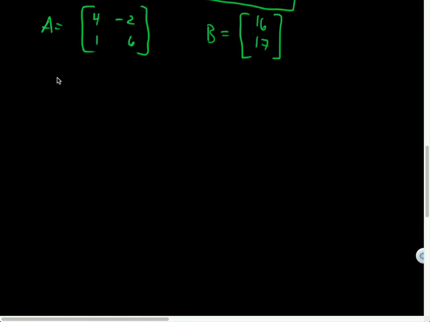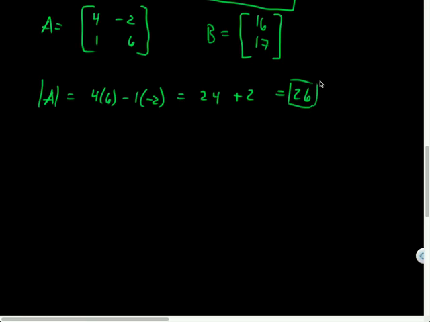What were we doing last night? Let's find the determinant first. Okay. So let's find the determinant here. So 4 times 6 minus 1 times negative 2. So that's 24 plus 2, or 26. So the fact that this determinant is not equal to 0 tells me what? There is an inverse. An inverse exists.